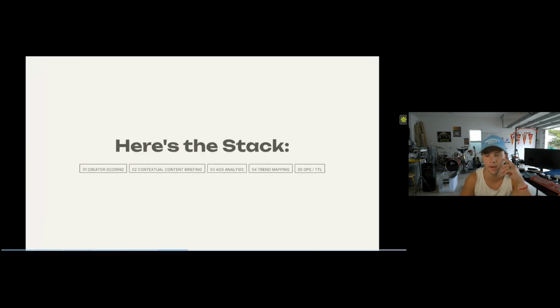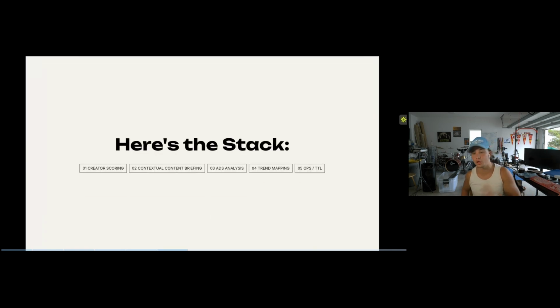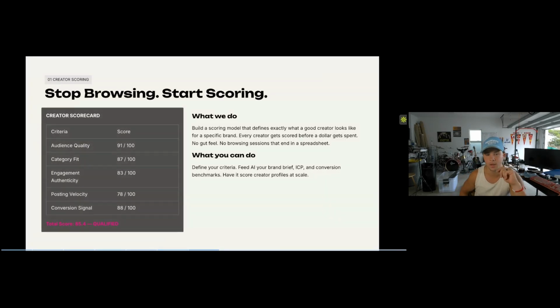All right, let's get into what this actually is. So here's the stack. There's a ton more you could and probably in the near future should be doing with AI, but here are what I believe to be the core and most important things. The first is what we call creator scoring.